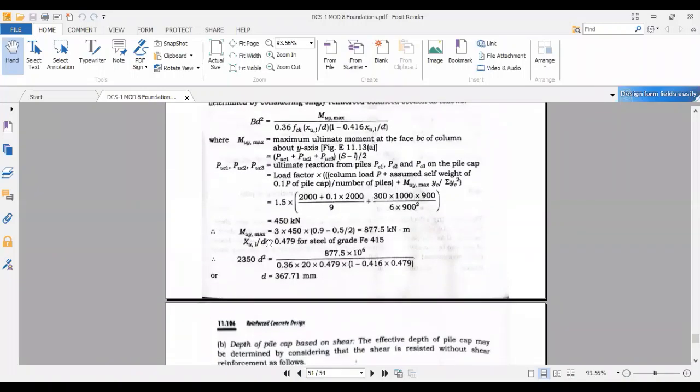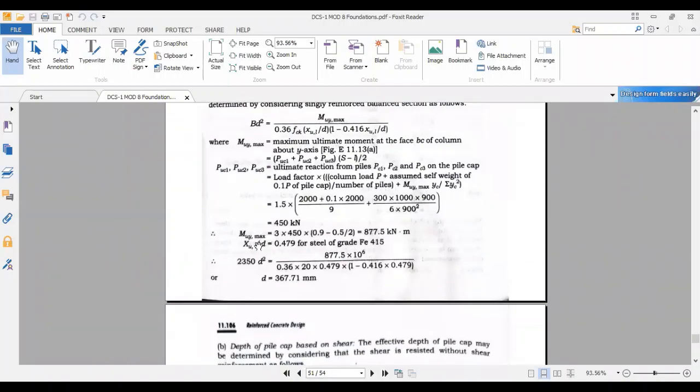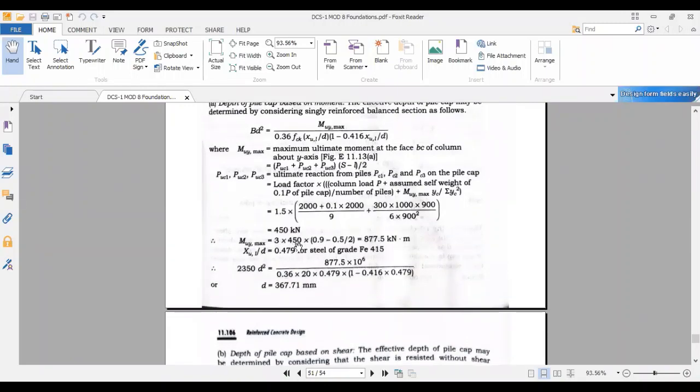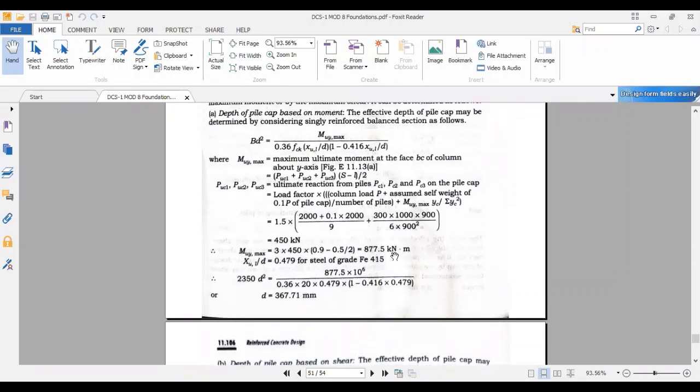So from this, MUY max becomes 3 into 450 into 0.9 minus 0.5 by 2. So the value comes out to be 877.5 kilonewton meter.